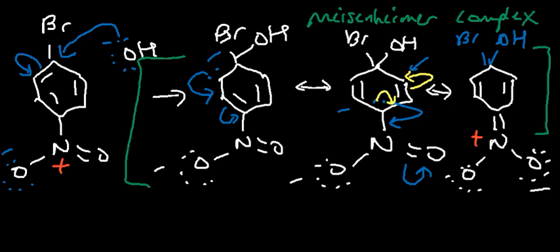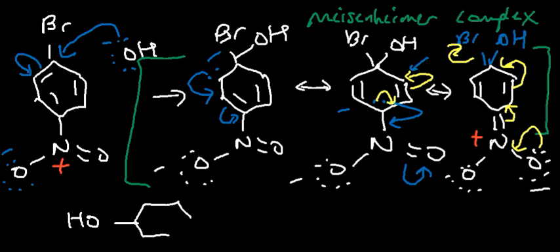Now, to get the product, one of these oxygens can reform a double bond. This double bond can form another double bond, and that double bond can move here, expelling the bromine atom. So now we have this, an alcohol, our benzene ring, which is now aromatic again, and a nitro group. So that's the addition-elimination mechanism. We add hydroxide, and then we eliminate bromide.